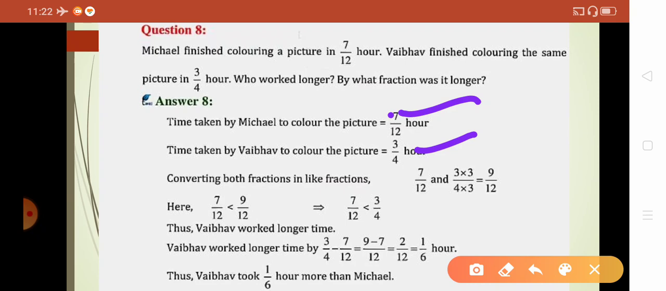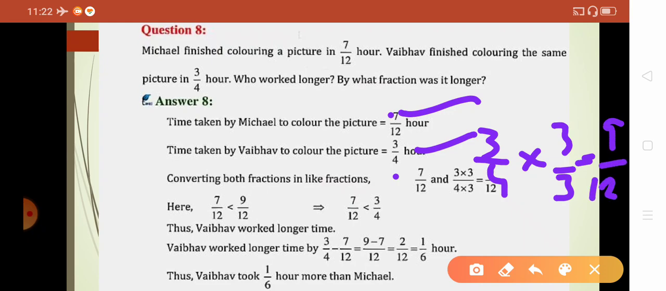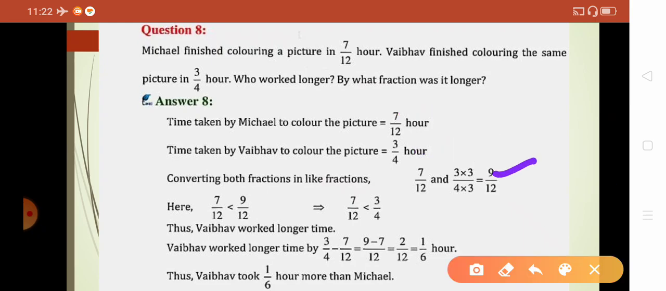So first of all you will make the denominators equal. As 4 3s are 12, we can multiply 3 by 4 by 3. So 3 3s are 9, 4 3s are 12. So it will come out to be 9 by 12. So which one is greater, 7 by 12 or 9 by 12? 9 by 12 is greater. That means Vaibhav worked longer. Vaibhav has taken longer time because he has taken 3 by 4 hours, that is equal to 9 by 12. So Vaibhav worked longer.